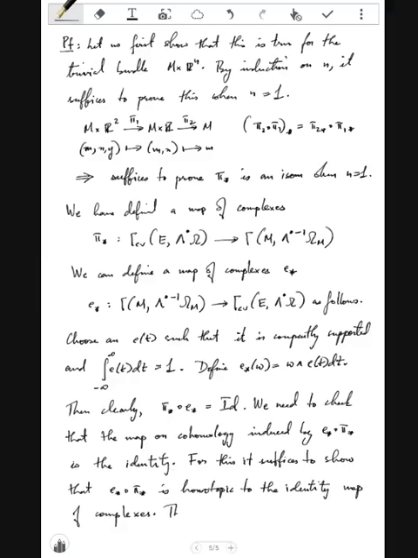The homotopy operator is defined exactly as in the proof of the isomorphism, and the rest of the proof proceeds in exactly the same way.